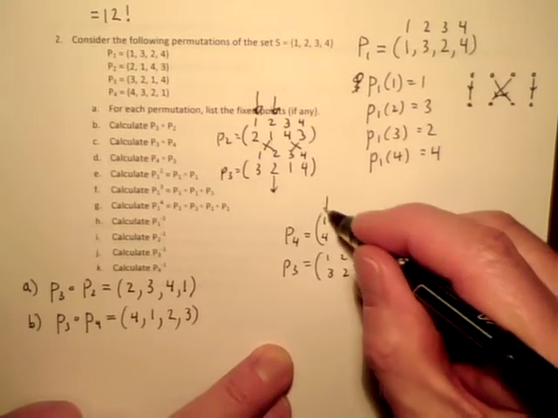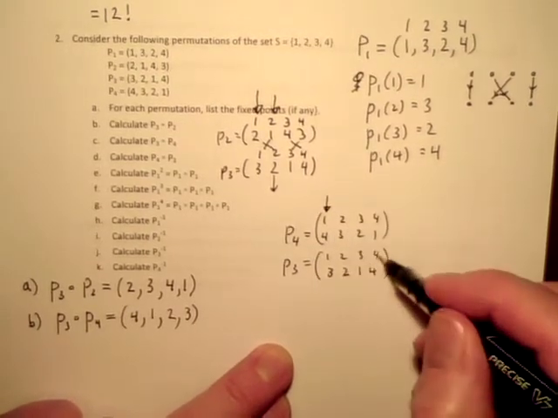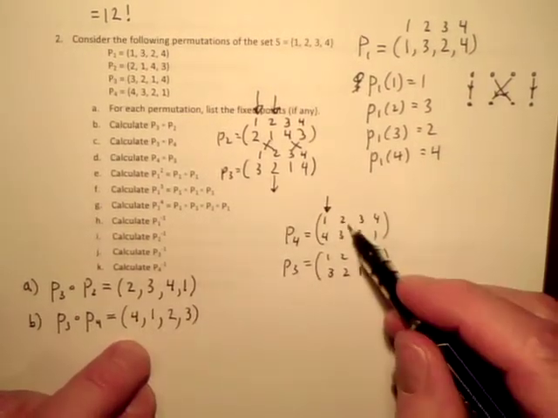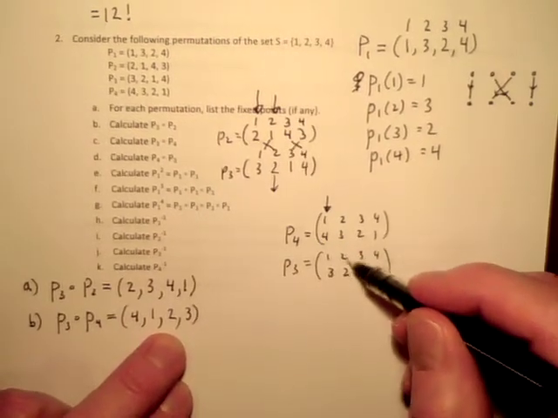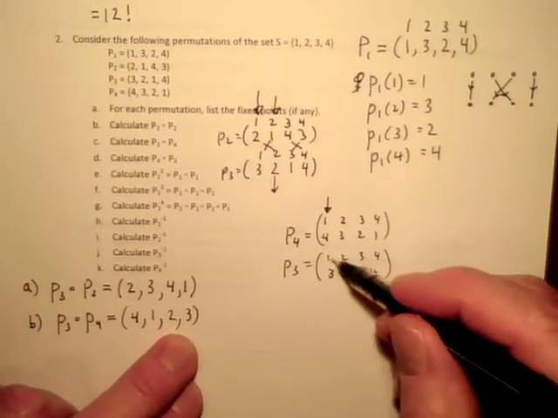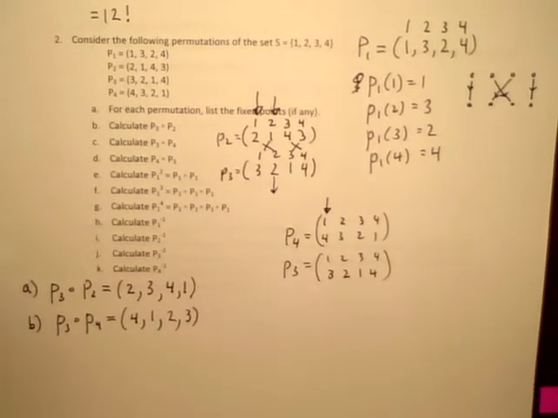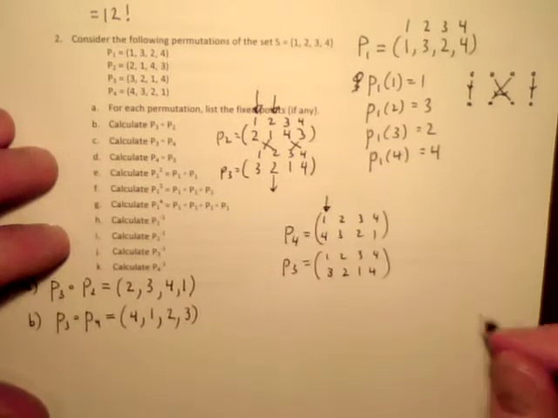And then you can say, okay, where does 1 go? 1 goes to 4, which goes to 4. 2 goes to 3, which goes to 1. 3 goes to 2, which goes to 2. And 4 goes to 1, which goes to 3. Okay, you can do it in your head once you get the hang of it.